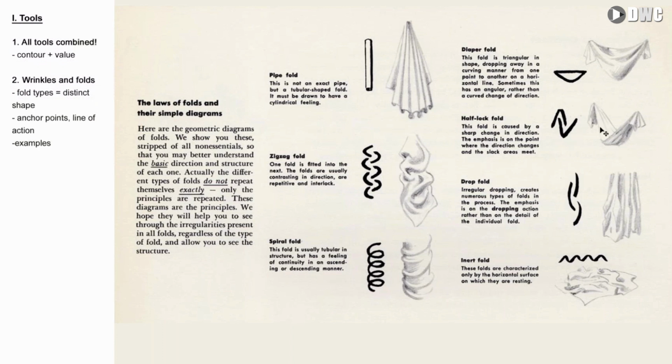Half lock. These happen a lot where your body bends, and they increase wrinkles and folds, like in your armpit, in your elbow, whenever you bend your arm or bend your knee. These are typically the types of folds you see at the half lock. And these drop folds and inert folds also occur. Now, the thing to pay attention to is really the shape. And that's what we're going to focus on, obviously, in this class.